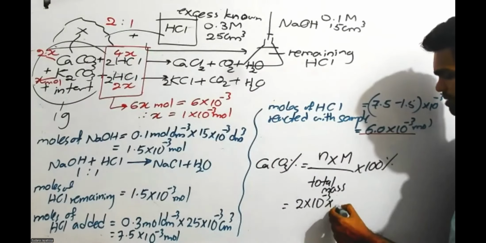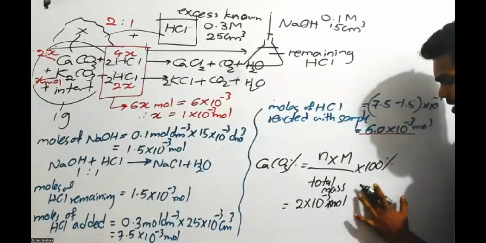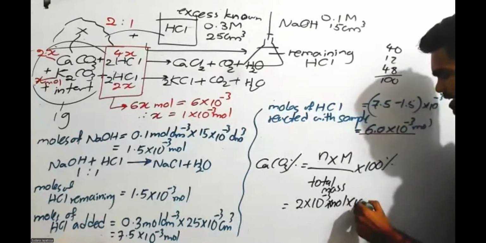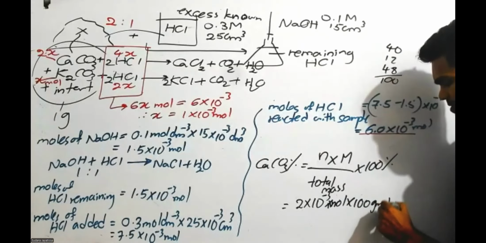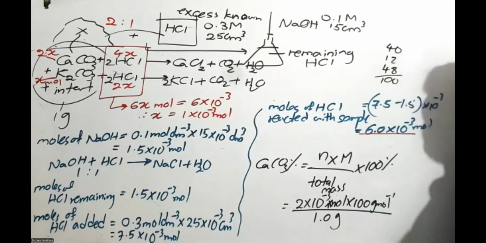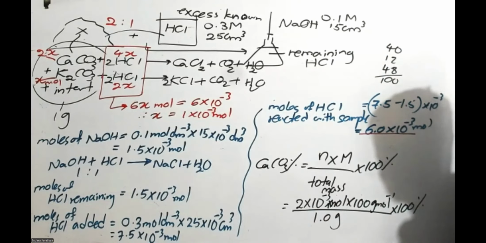Into the molar mass. For calcium carbonate, if you add calcium 40, carbon 12, oxygen 48, you will get 100. So multiply by 100 grams per mole and divide by the total mass, 1 gram. And then multiply into 100%. So what's the answer you are going to get? 20%.